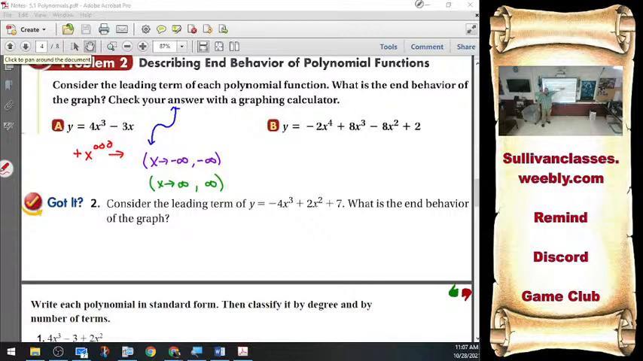Is this in standard form? No like terms, descending order. Okay. I look at my leading term and I see a negative x to the even. Go back and look at your chart. Negative x to the even.